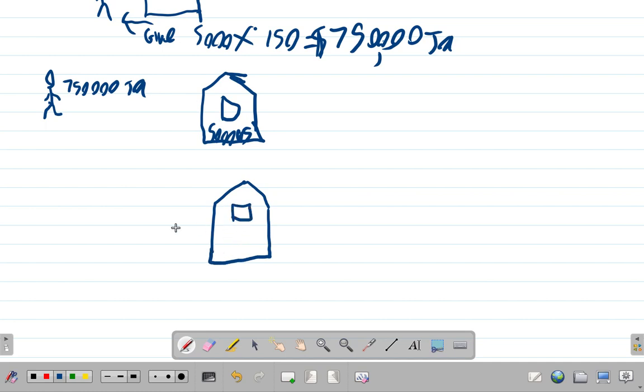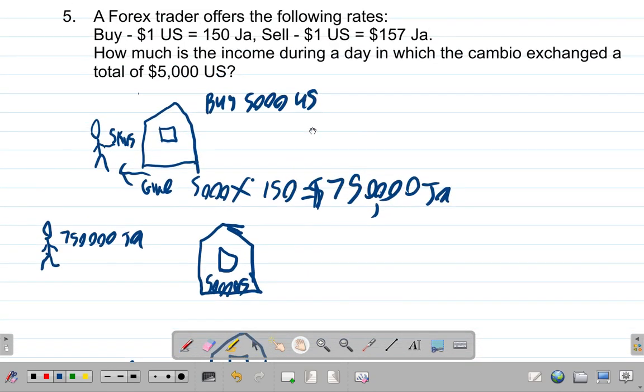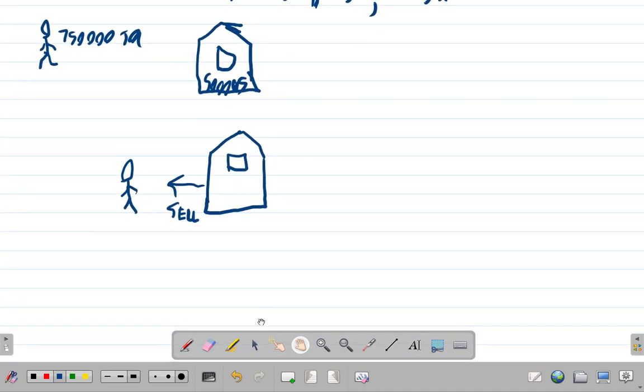They come back and they want to buy 5,000 US. They sold you 5,000 US earlier, they want to buy 5,000 US. So you sell US now. You have the customer. Now when you're going to sell the US, what happens? You sell it at 157.